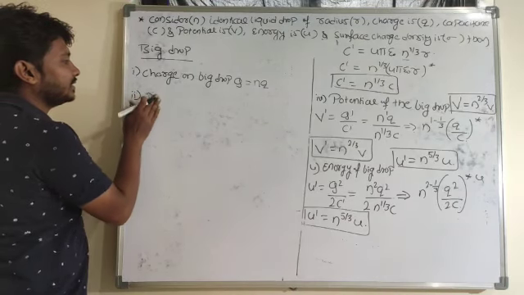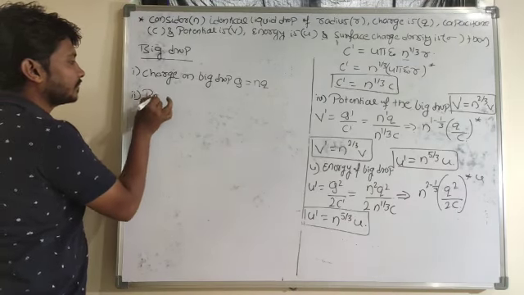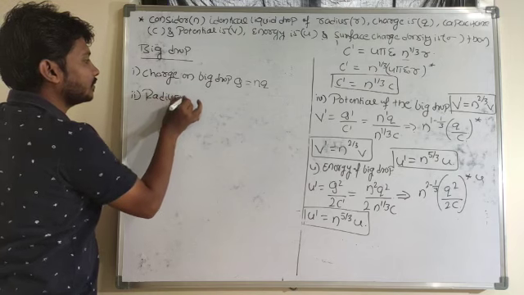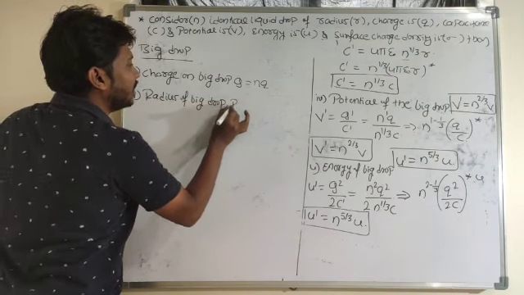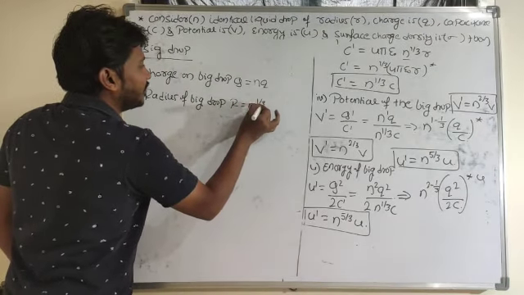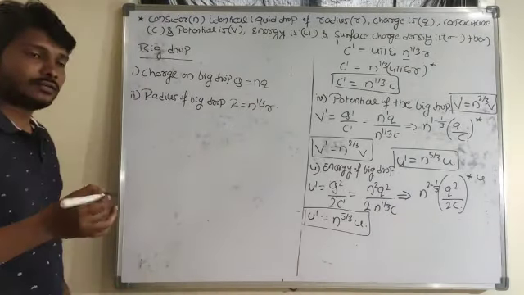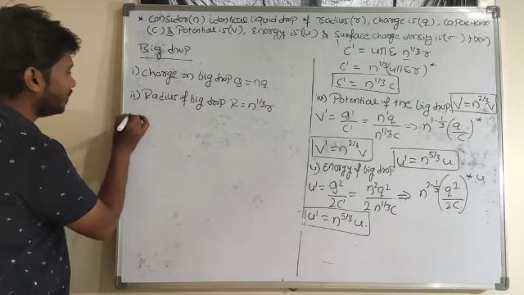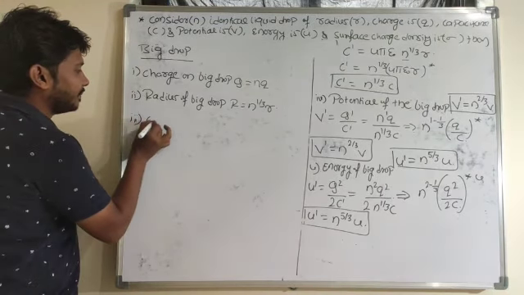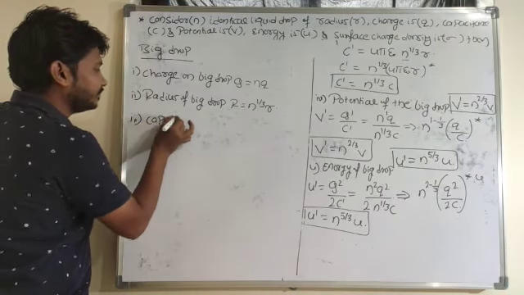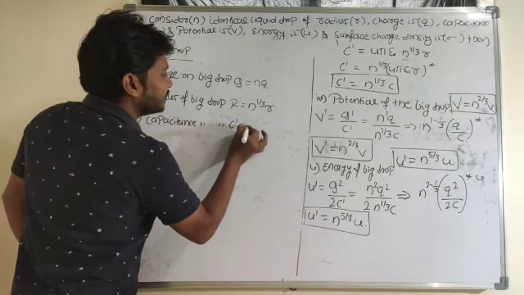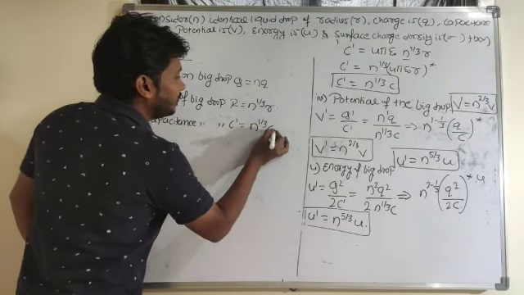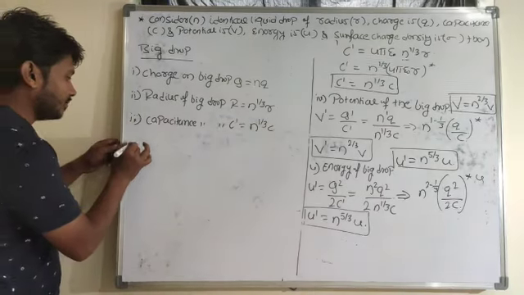Second one, radius of the big drop. R is equal to n to the power of 1 by 3 into the radius of the small drop. Next one, capacitance of the big drop, C dash is equal to n to the power of 1 by 3 into the capacitance of the small drop.